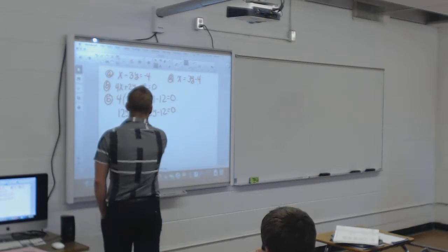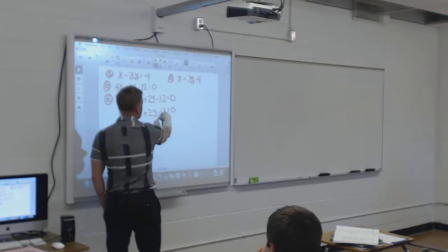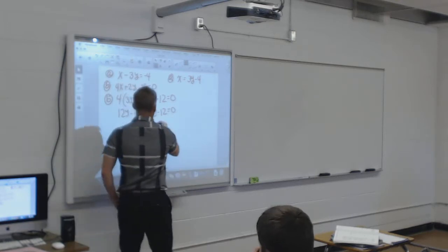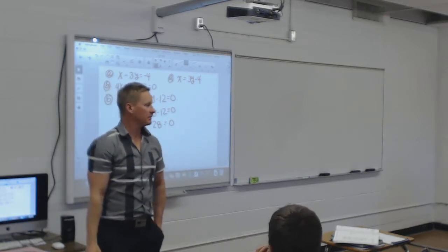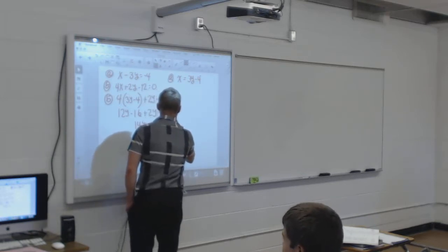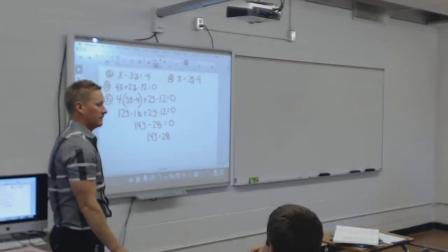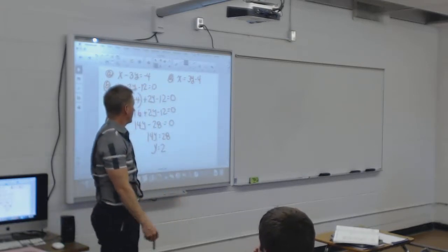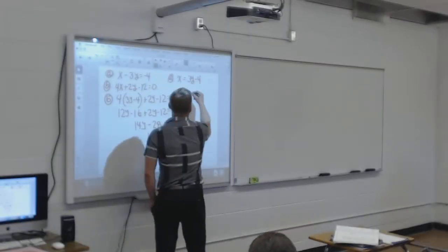Collect the like terms. 12y and 2y make 14y. Minus 16 and minus 12 make minus 28. And all of that is equal to 0. Okay, so let's isolate. Plus 28. Good. Now what? Y is equal to what? 28 divided by 14, so divide both sides by 14. Okay.